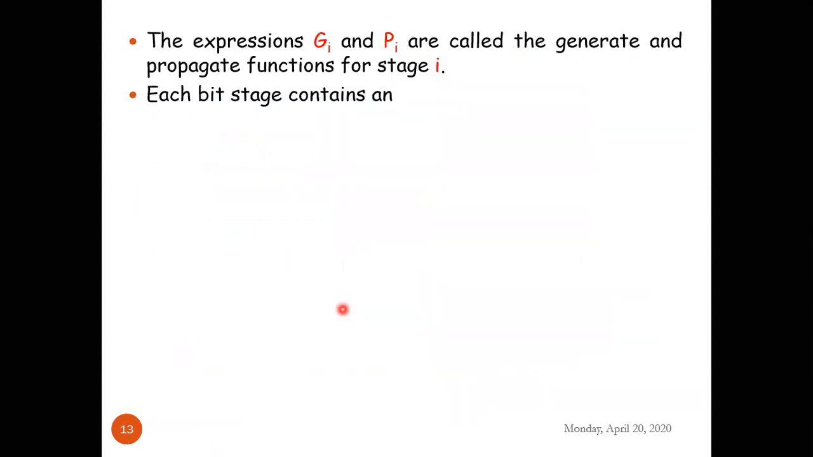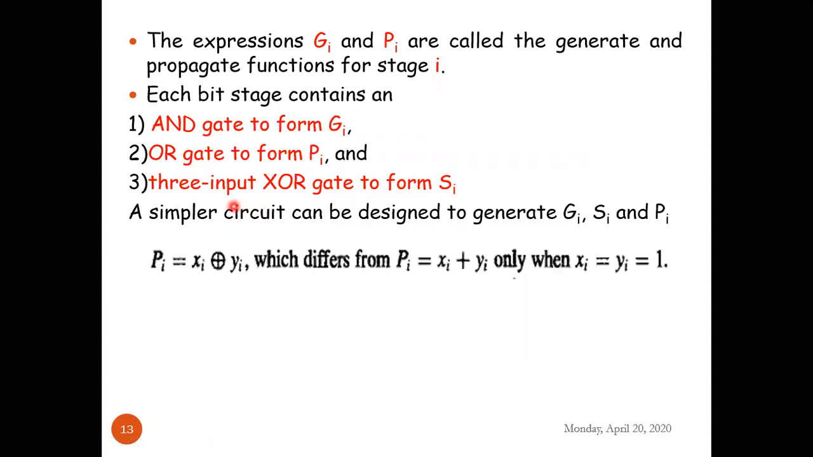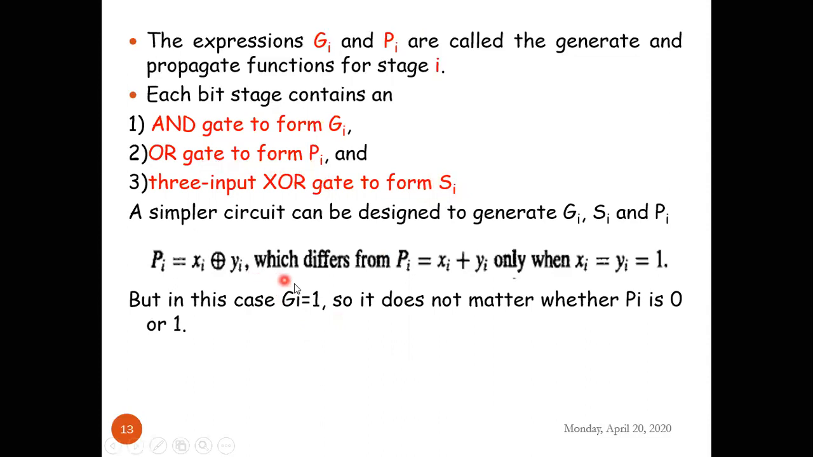So here you'll get to know the reason for doing this, which eliminates the three input XOR gate, because as I've already used an XOR gate to form Pi, to form Si only one more input Ci will be considered, which is Xi XOR Yi XOR Ci. We'll look at the diagram and I'll explain this again. In this case, that is Xi equal to Yi equal to 1, Gi is 1, so it does not matter whether Pi is 0 or 1. Definitely the carry will be generated.